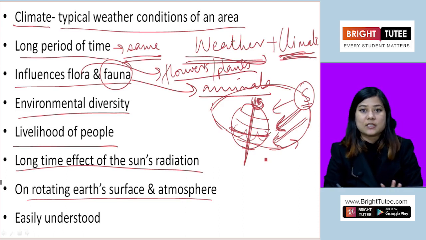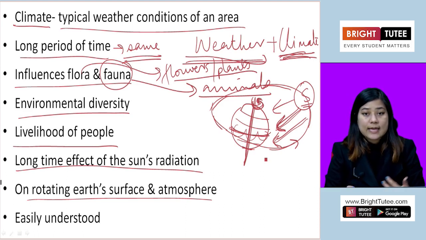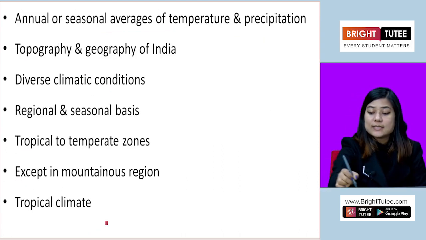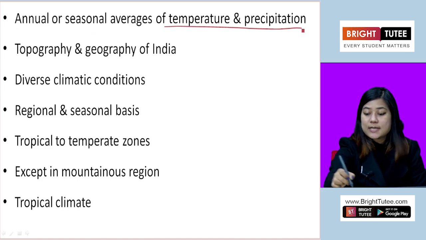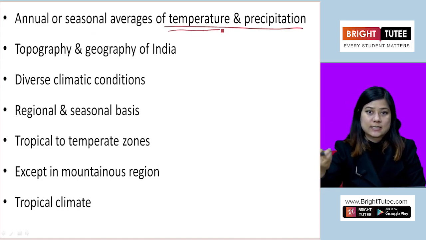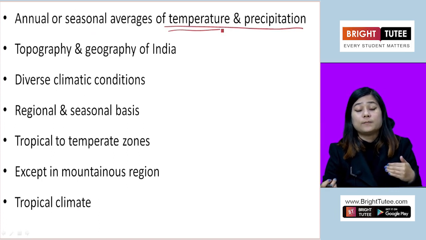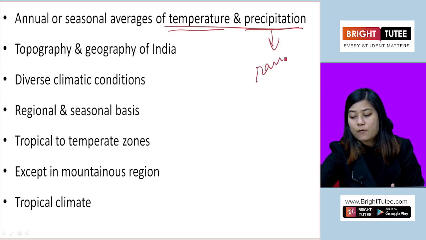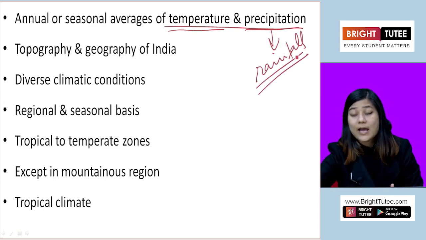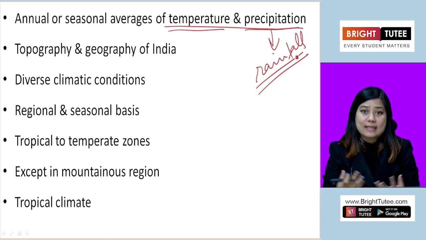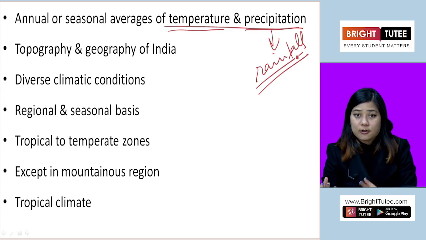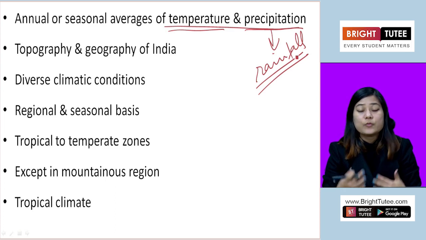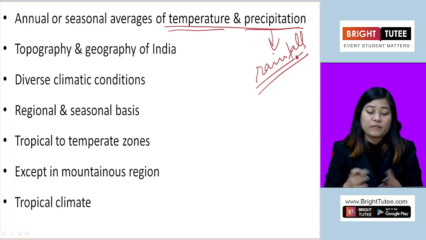Now this climate of any area, or India, can easily be understood if we look at the temperature and precipitation. Temperature, you know temperature, right? The degrees, how hot it gets, how cold it gets, that is the temperature. Precipitation is basically rainfall, how much rainfall is received by that area, by that region, by that country. So by looking at the temperature and the precipitation, we can better understand the climate of any area.